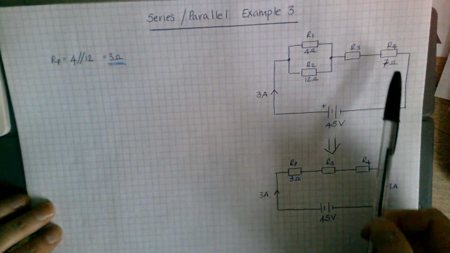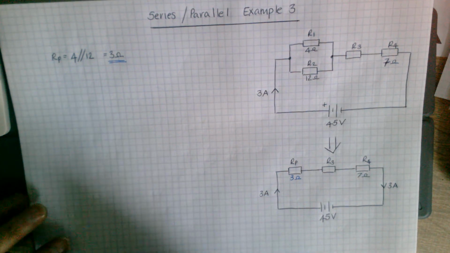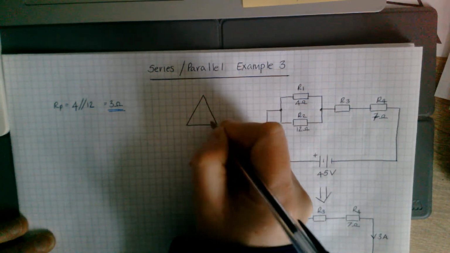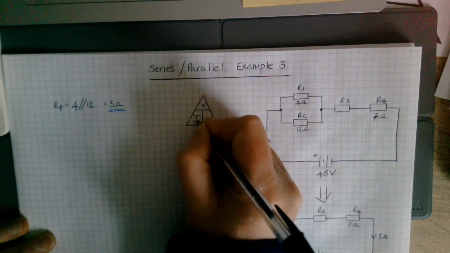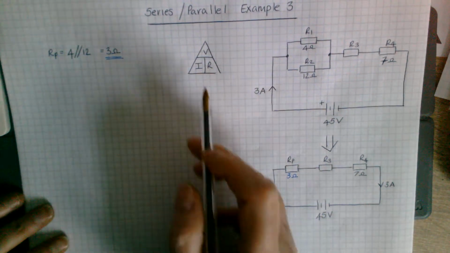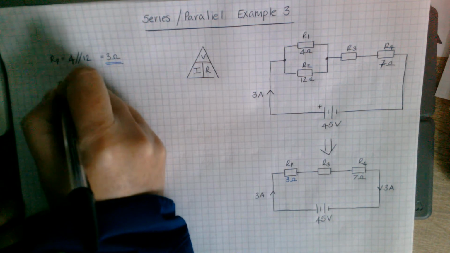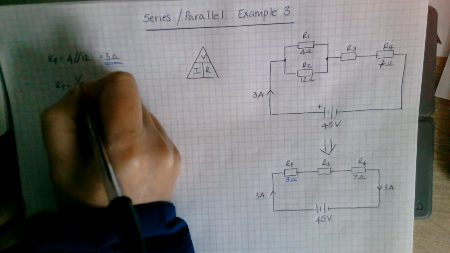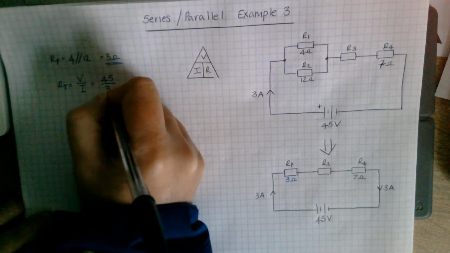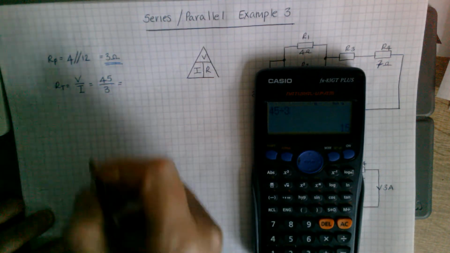R3, we don't know. R4, 7 ohms. Now we can use our triangle again to get what the total resistance is in the circuit. Because we know what the total voltage is, we know what the total current is. R equals V over I. 45 divided by 3. 15.